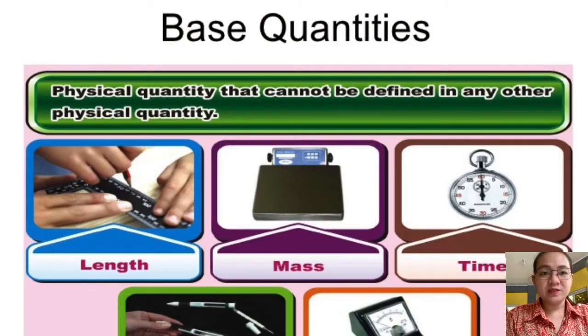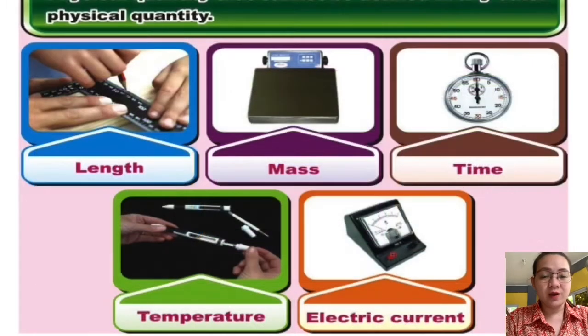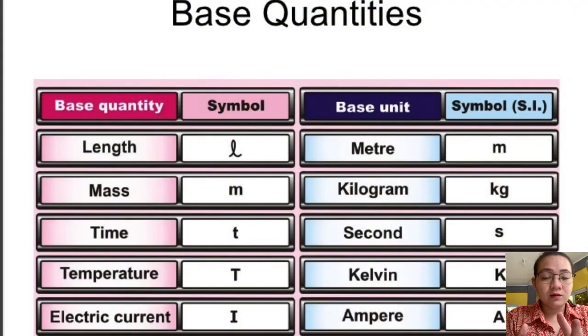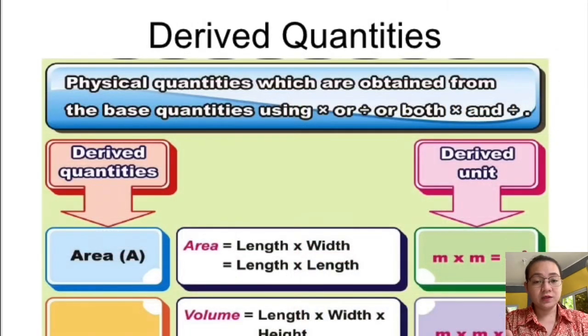Based from our previous discussion, we discussed base quantity, which is a physical quantity that cannot be defined by any other physical quantities. Those are the length, mass, time, temperature, and electric current. Now, we also discussed the derived quantity. But before that, these are the base quantities and their symbols. Please make yourself familiar with these symbols and base quantities because these are the most commonly used in physics.